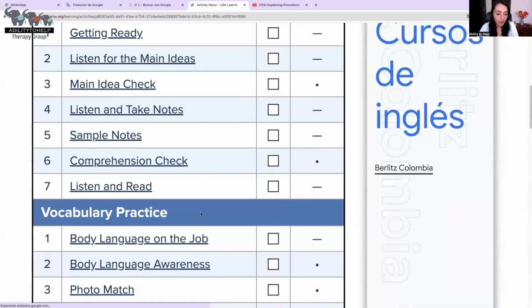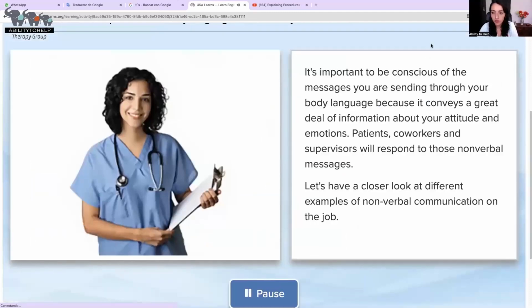So let's see. It's important to be conscious of the messages you are sending through your body language because it conveys a great deal of information about your attitude and emotions. Patients, coworkers, and supervisors will respond to those nonverbal messages. Let's have a closer look at different examples of nonverbal communication on the job.